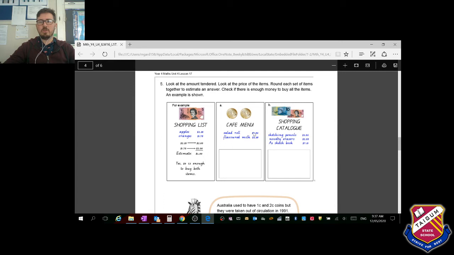I want you to go through, round, look at the amount tendered, round to the nearest dollar, add them together, show your working out, and then write whether yes, it is enough to buy both items, or no, it is not enough to buy both items. Off you go.